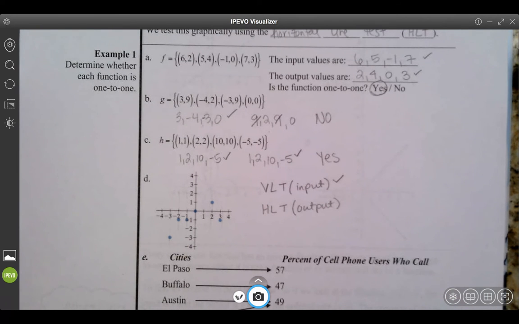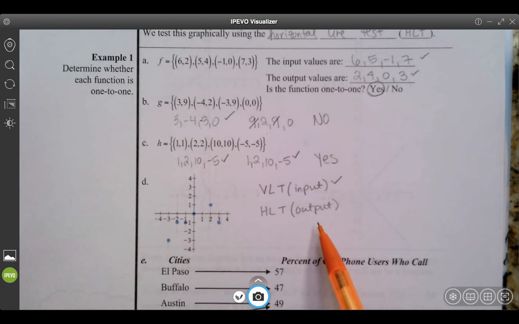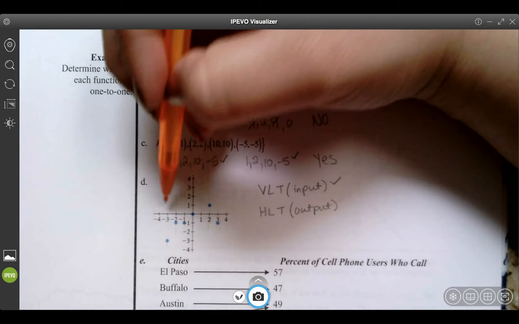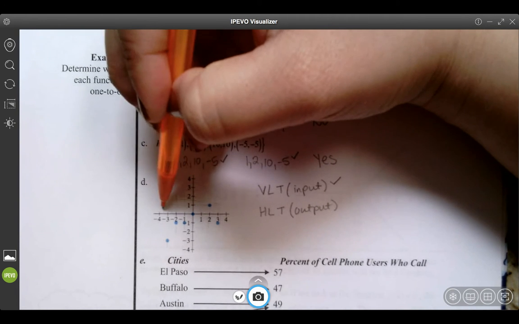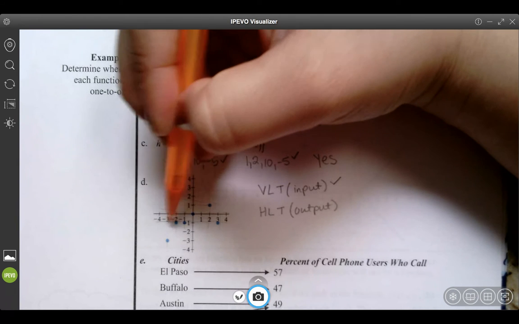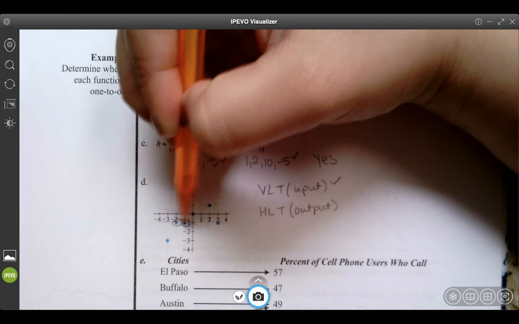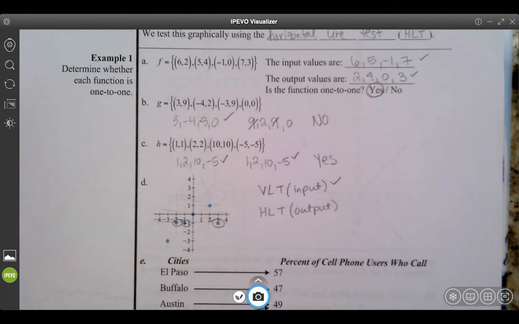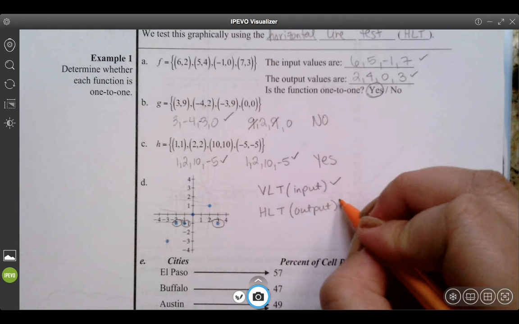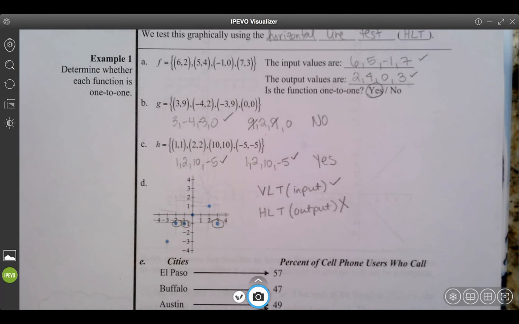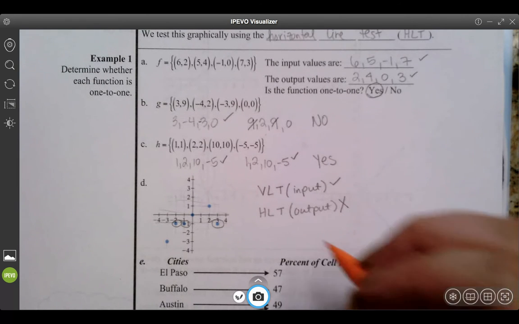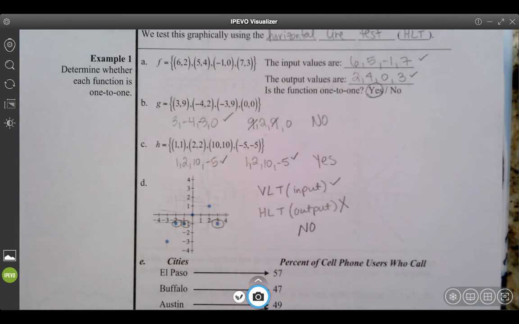And then we test the horizontal line test, which is just like the vertical line test, but we're going sideways. So if I draw a horizontal line through these points, do they repeat? And right here, see how I have 3 points that the horizontal line passes through. So this fails the horizontal line test. And therefore, this is not one-to-one.